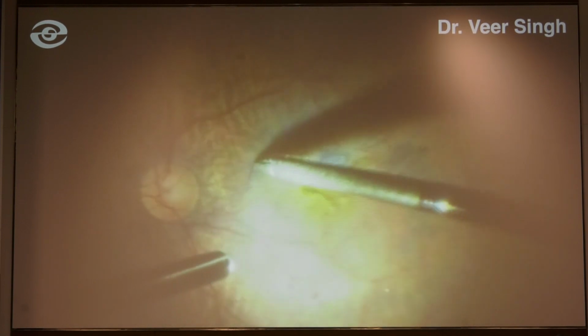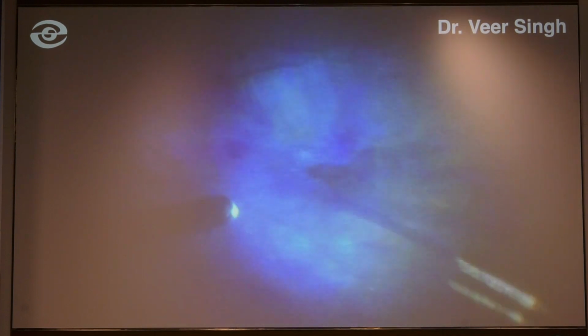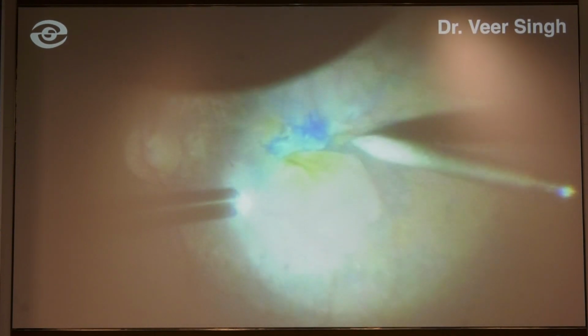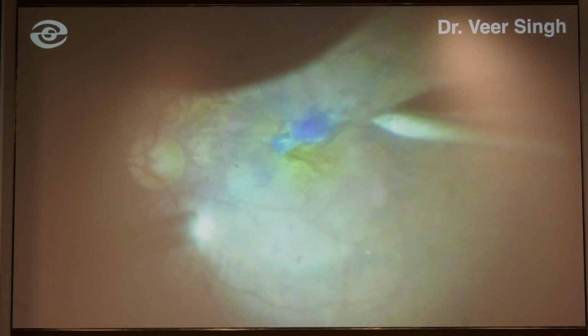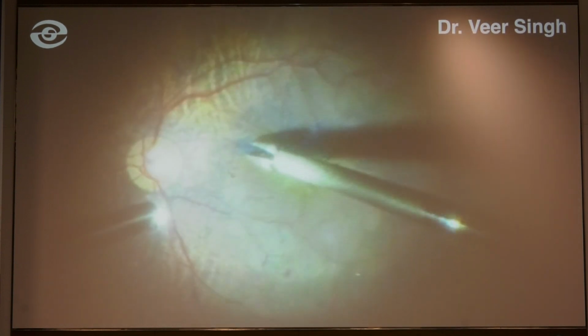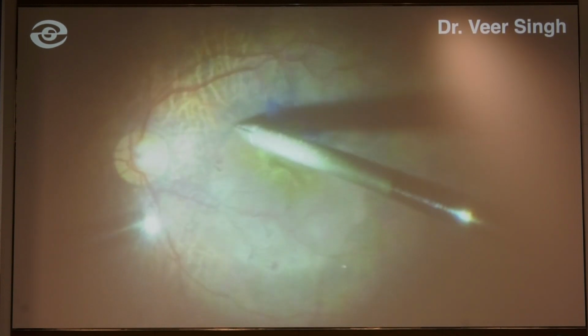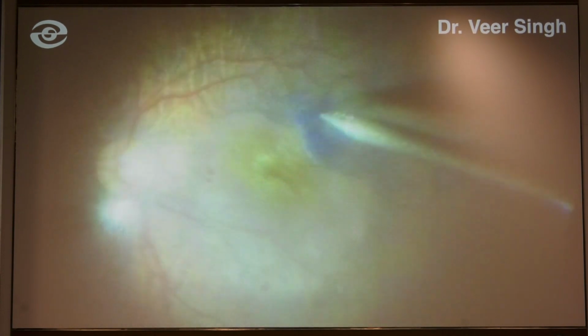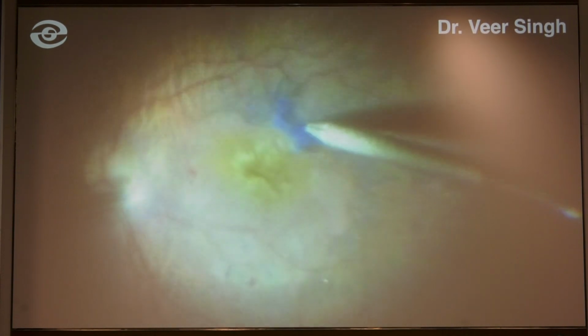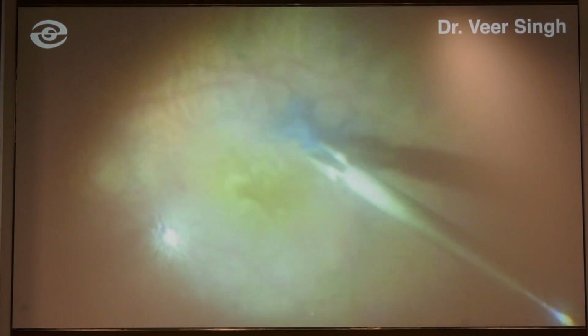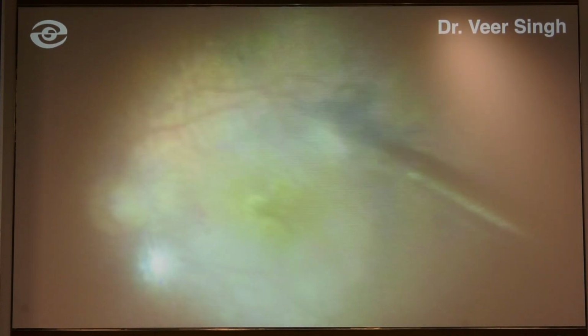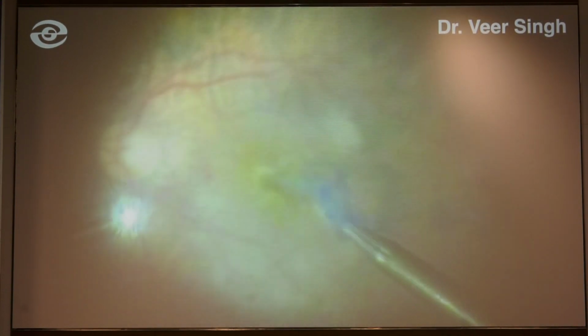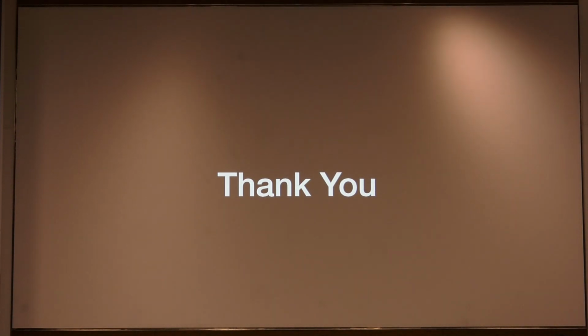Here, I restain just one more time to see where the ILM edge is. And then you see that the ILM edge is there. And slowly and steadily, going around the macula circumferentially, the epiretinal membrane slowly comes off. Basically, pinching again and again and pulling a little bit loosens the membrane, and you should be very patient doing this. With that, thank you.